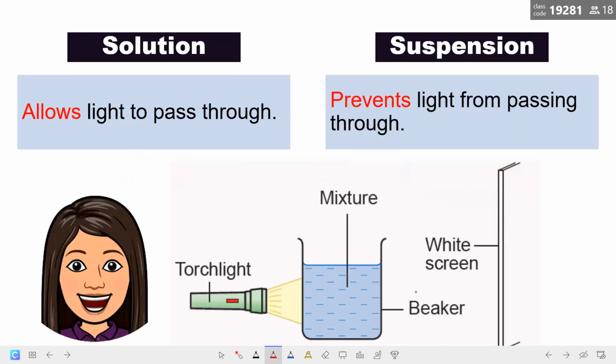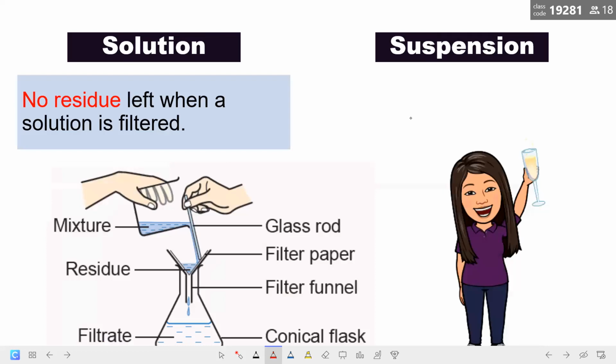Now, a solution can allow light to pass through. You can do your own experiment at home, one day or Friday, if you have time. Put sugar into water and pass light through, and the light will pass through. But if you take a mixture of sand and water, the suspension will prevent the light from passing through.